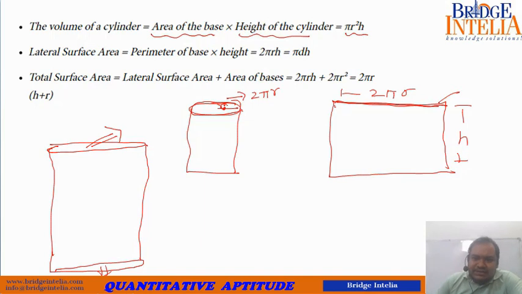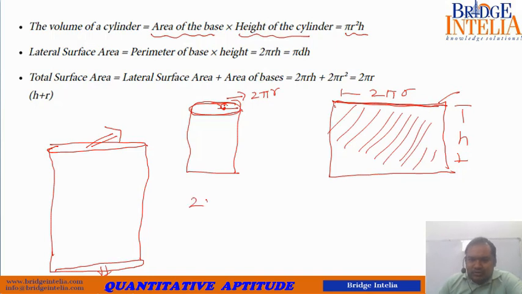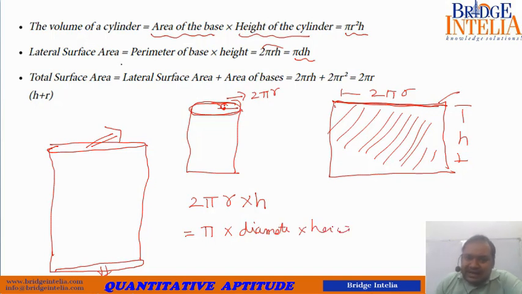So what is the lateral surface area? The lateral surface area will be the area of this rectangular portion, so 2 pi r into h. That's what they have written, 2 pi r h, and 2r is the diameter, so it can also be written as pi into diameter into height. So that is the lateral surface area.